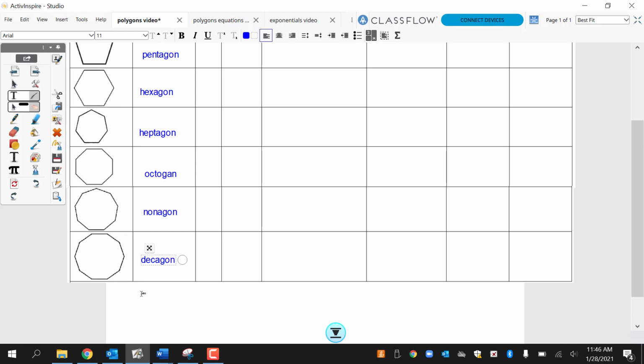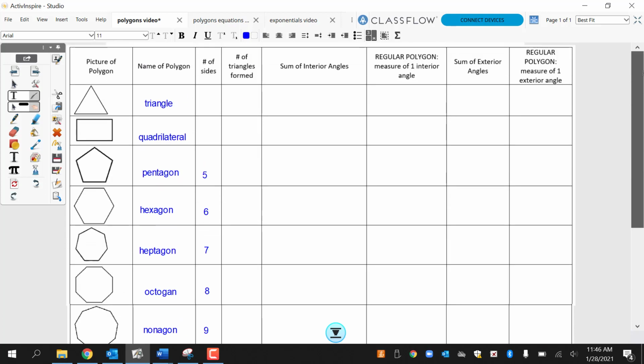And we're going to add another row down here. 12 sides is a dodecagon. And I probably should have filled in the numbers. 3, 4, 5 and so on. Okay. So you don't need to memorize these names. They will be in the notes for any test that we take. Just make sure that you spell the names right when you're doing it on a test.